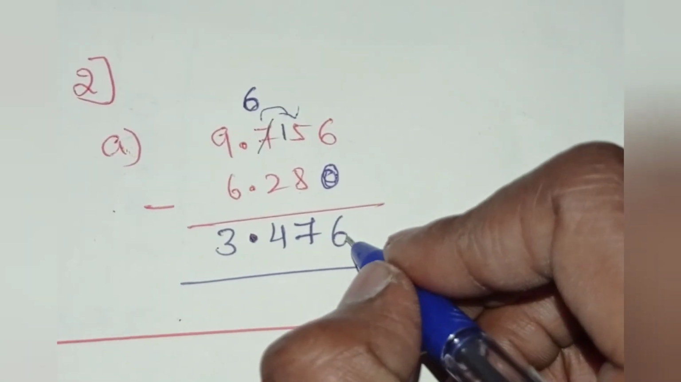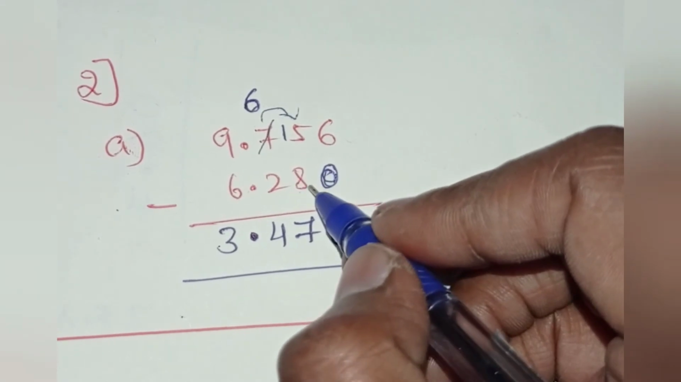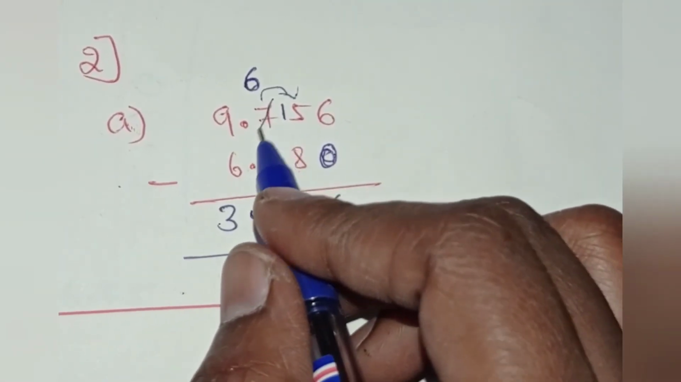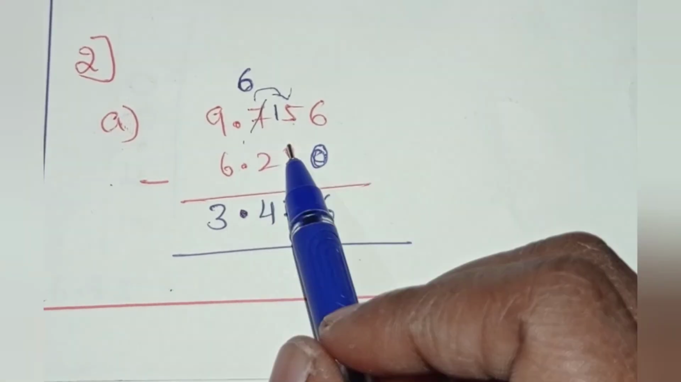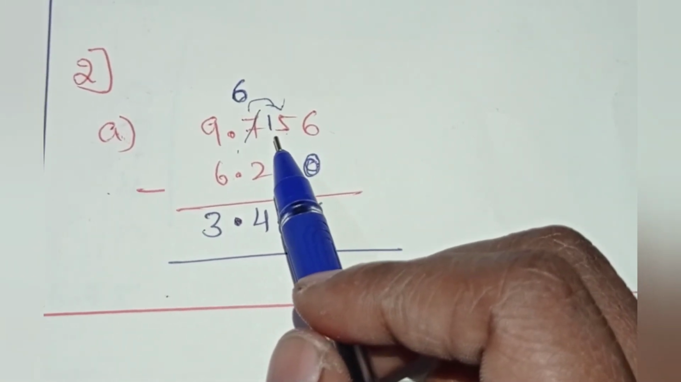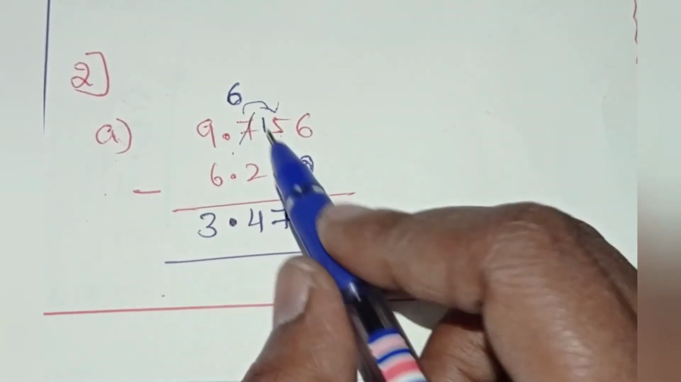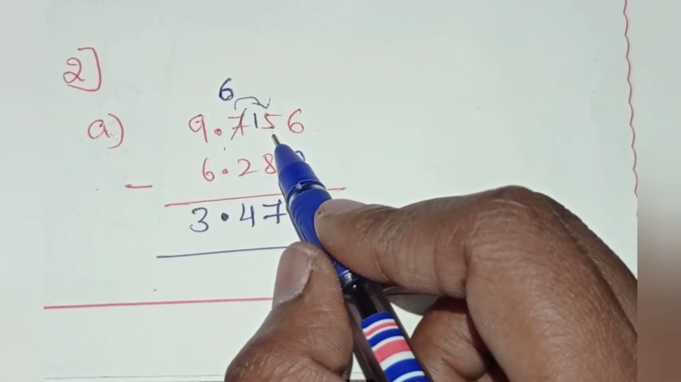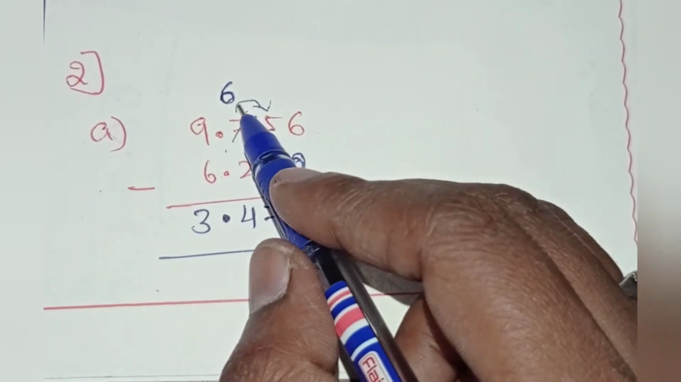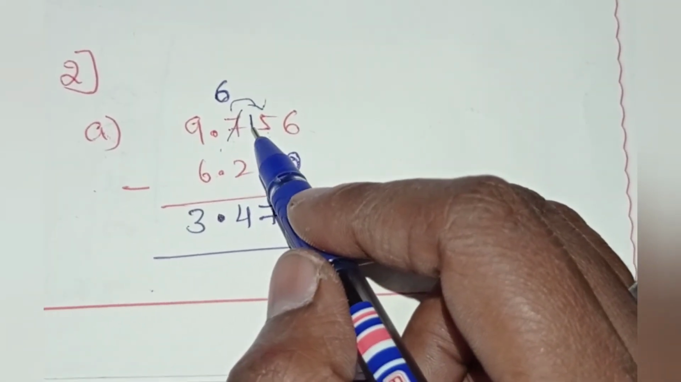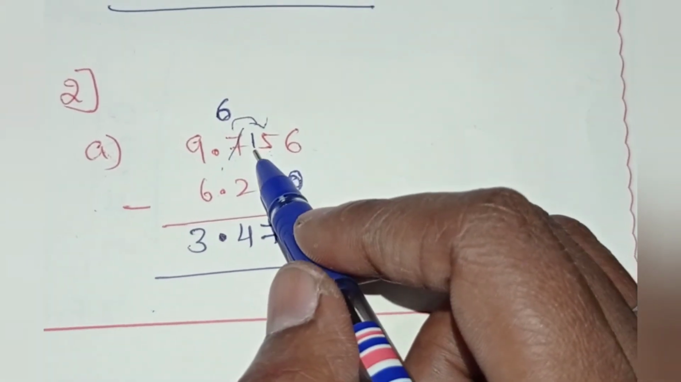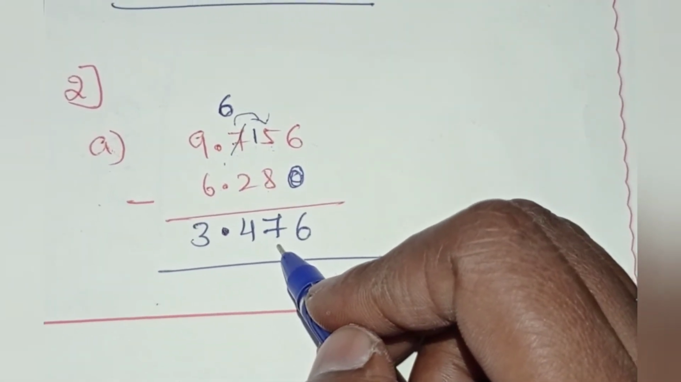6 minus 0 equals 6. 5 minus 8. Is it possible? No, right? I should borrow 1 from this number to this 5, right? Now we are very familiar with borrowing, right? So 15 minus, if I borrow 1 from this number to here, this number will become 15. What about this number? 6. 7 minus 1, because here I borrowed 1, that's why it is 6. Okay, children? So 15 minus 8 equals 7.